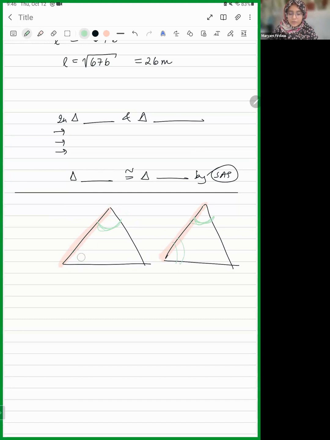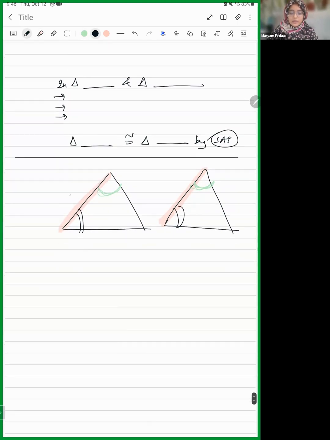I think you can't see it, it's too light. Fine, so this angle is equal to this angle. Here it was, this is an angle, this is a side, and this is an angle. Here what is happening is ASA. Why?